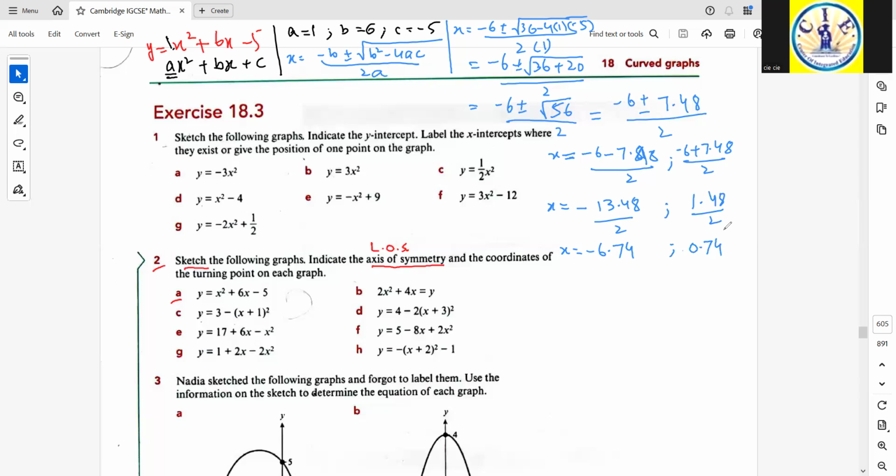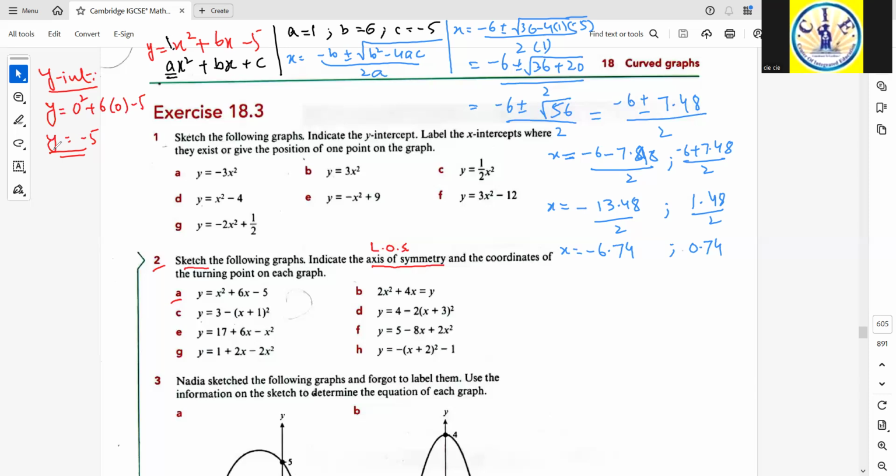Now, in the same way, I need to have its y-intercept. Now, y-intercept would be the point where the x coordinate is 0. So I'm going to replace 0 squared plus 6 times 0, -5. So the value of y is -5. So this is the y-intercept.